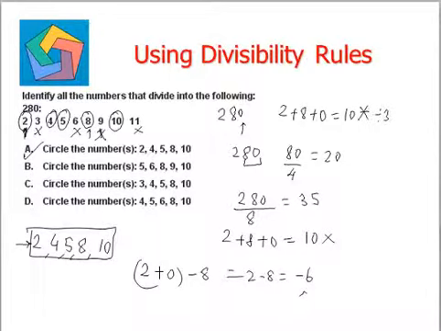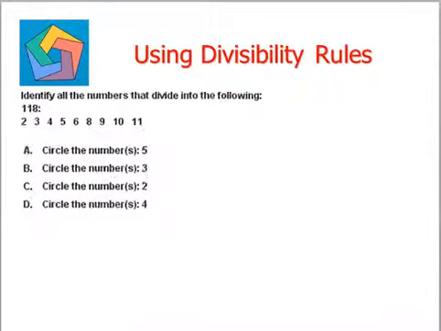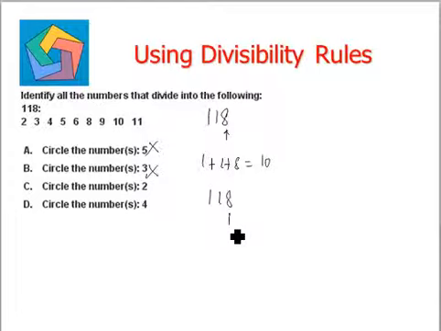Let's move on to the next question. Identify all the numbers that divide into the following. The number given to us is 118. Let's look at the first option. It says it is divisible by 5. Since it's not ending with a 0 or a 5, it's not divisible by 5. For 3 we total them up, 1 plus 1 plus 8, this is 10. 10 is not divisible by 3, so it's again not divisible by 3. For 2 we look at the last digit of 118, this is even, so yes, it is divisible by 2.